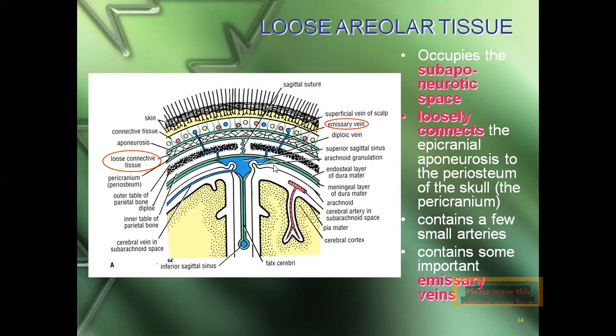Emissary veins, I have described everything when I was discussing the norma occipitalis, the veins which are connecting the veins of the scalp to the veins of the brain, that is the dural venous sinuses.